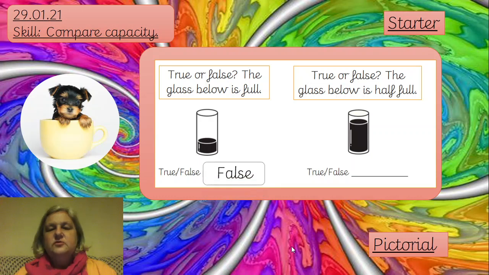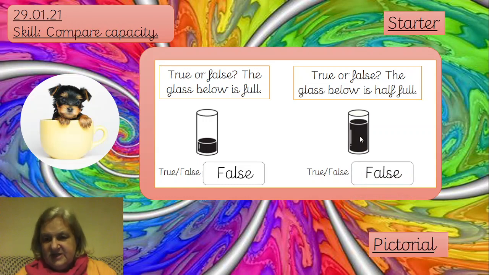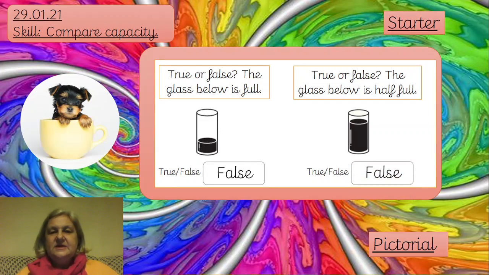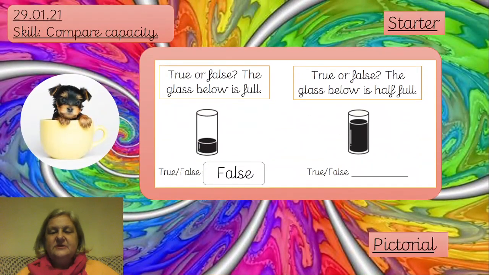And we've got false for the first one because it's not full, it's less than half actually. Okay, and is this half full? That one's false as well, because half would be, if you judge it, around about here, and it's definitely a lot more. I would say that's almost full or nearly full. Okay, and both our lessons today are pictorial. And there we go.